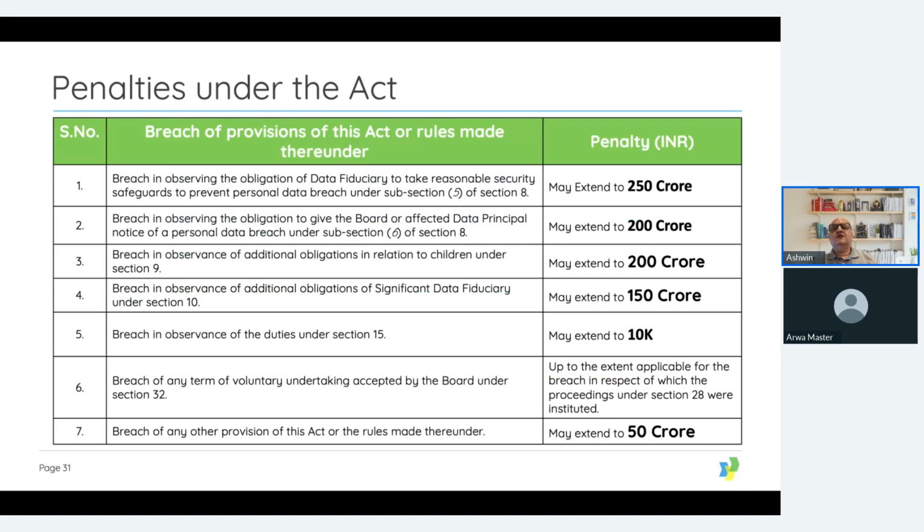Now the most important factor here is breaches. If there is a breach, the penalties can extend up to 250 crores for a single instance, and so on. This is important to bear in mind, that companies will have to bear penalties if there is a breach by the data fiduciary, and the board will take a decision on the extent of penalty based on the circumstances.